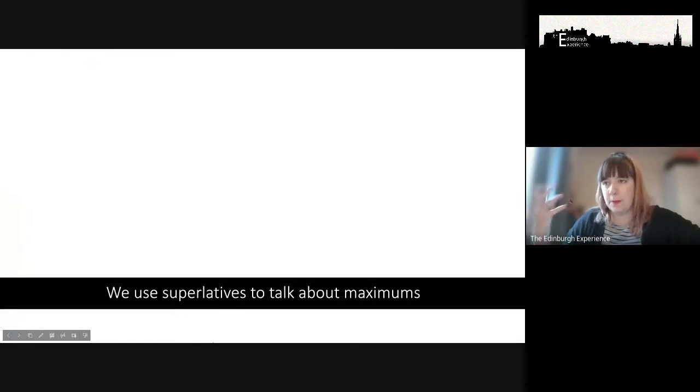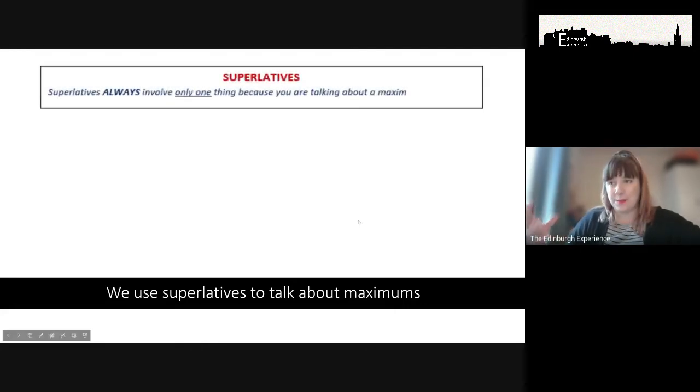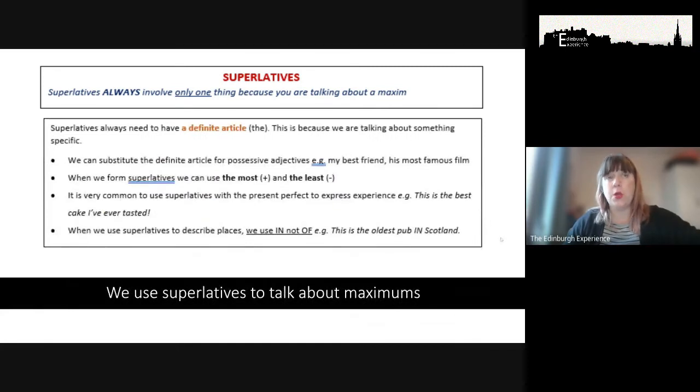Now, if we're talking about superlatives, remember that we use a superlative to talk about a maximum. Because we're talking about the ultimate thing, we only talk about one thing, not two, like with a comparative. And because we're talking about something specific, we always use the word the with a superlative. Sometimes that will be substituted with a possessive adjective like my. And you'll see the most and the least used with a superlative, when with a comparative we'll use more or less.